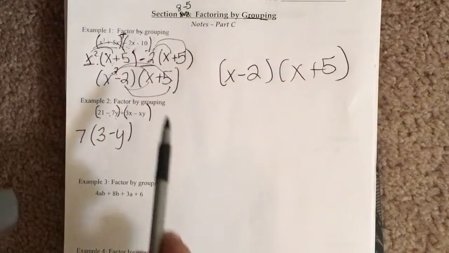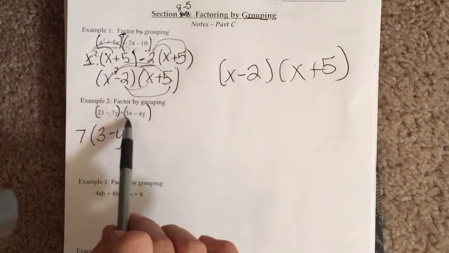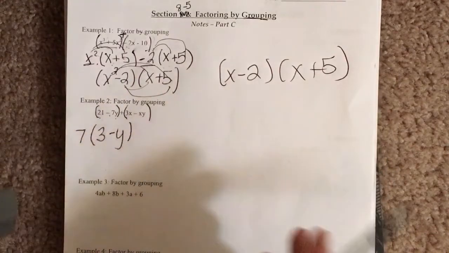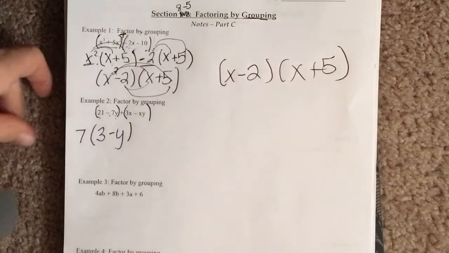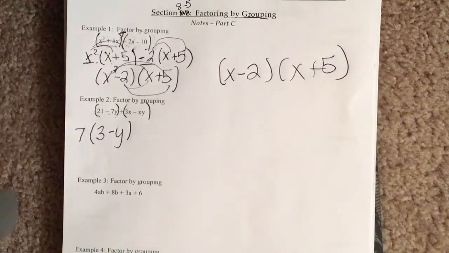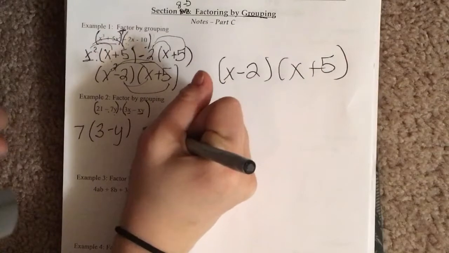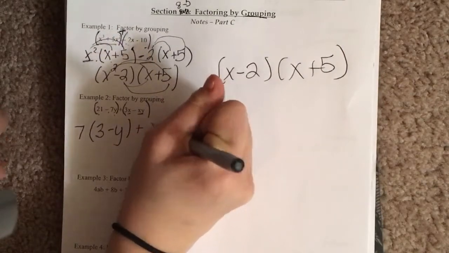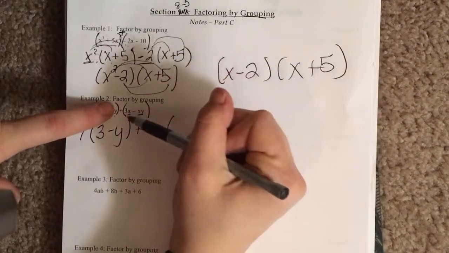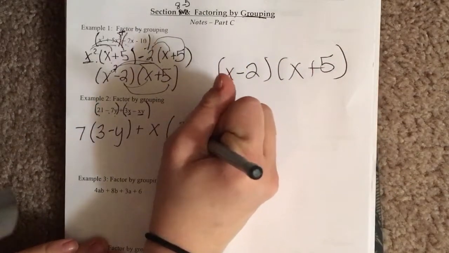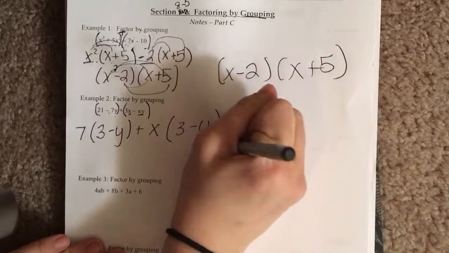Then I look at my next set of parentheses to figure out what can I pull out from 3x minus xy. Well, they don't have any numbers in common. They don't have any common factors as far as the numbers go, but they do have an x in common. So I can pull out an x. If I pull out an x from this set of parentheses, I'm left with 3 minus y.